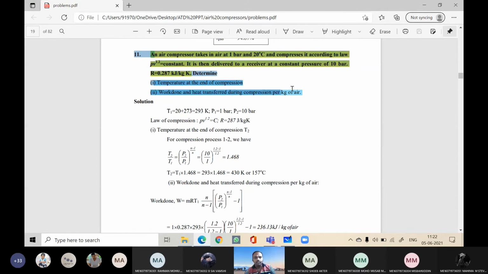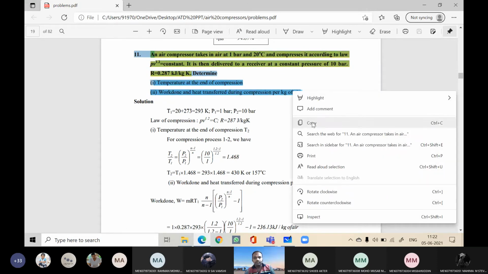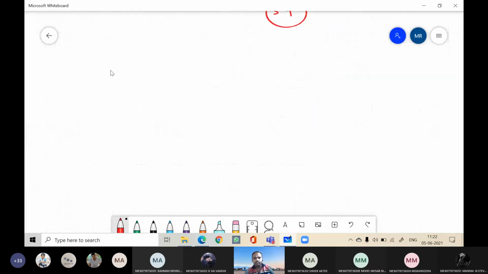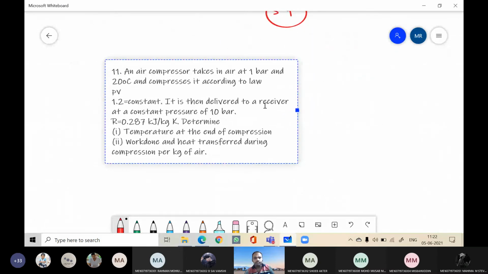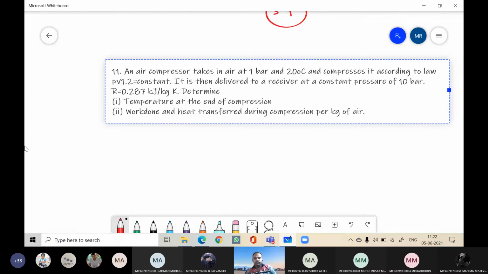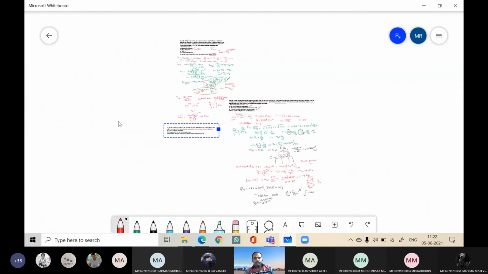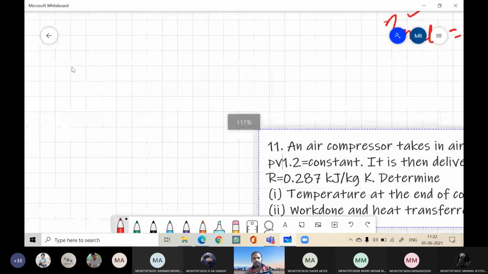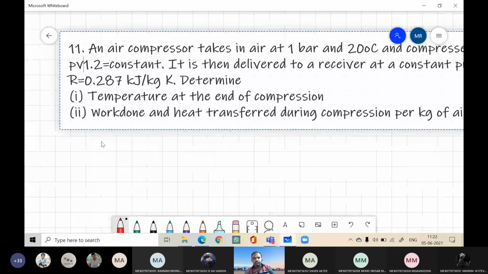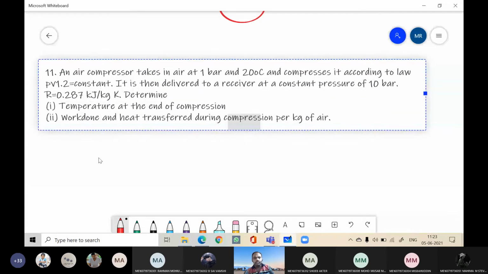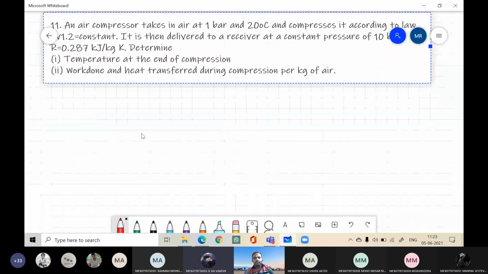Next problem, 11th problem. Is it readable? Yes, sir.